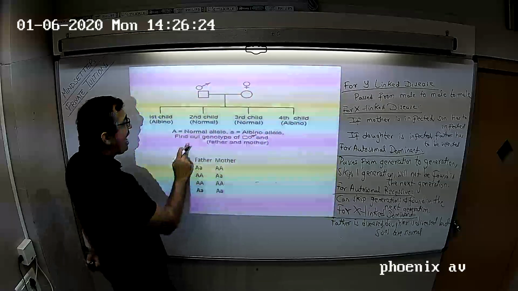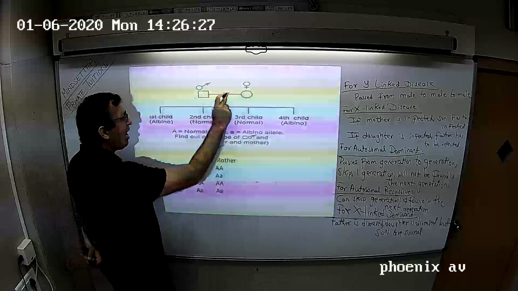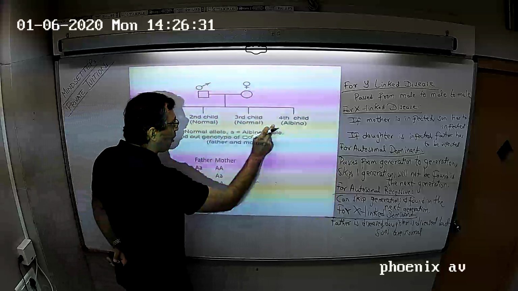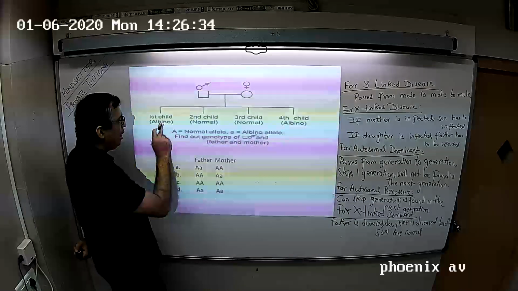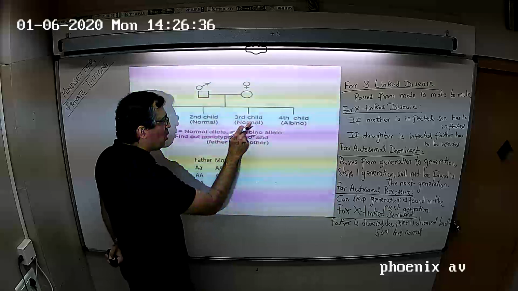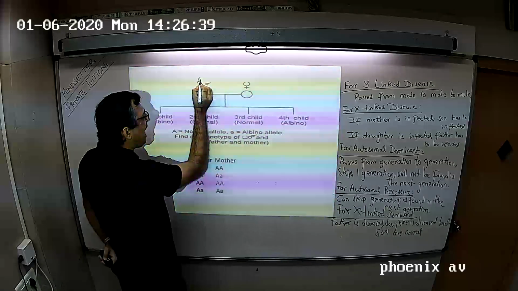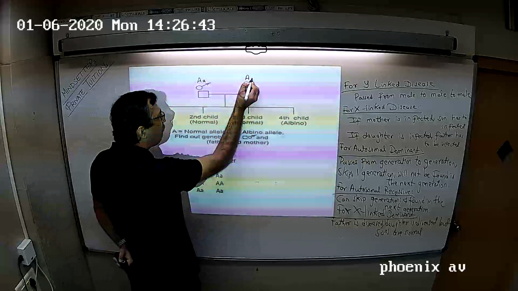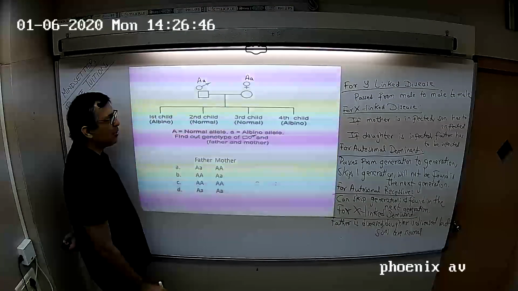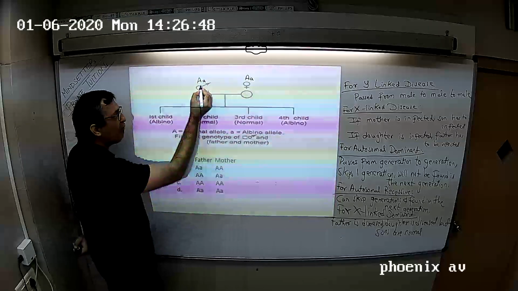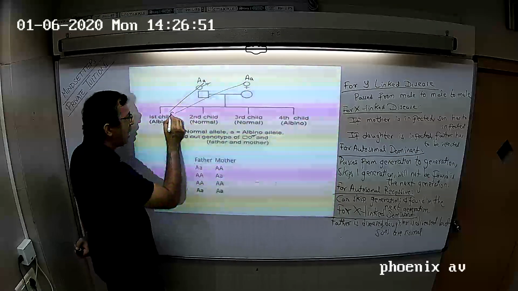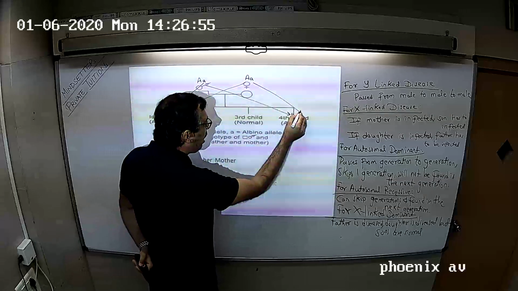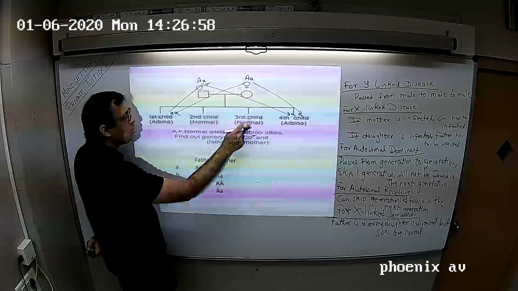And here we have albinism. What are the parents? Parents are having an albino child, a normal child, and an albino child. So if there is albino and normal, it means they have capital A for the normal gene and small a for albinism. And what did the albino child get from both parents? Small a. And what did the normal child become?